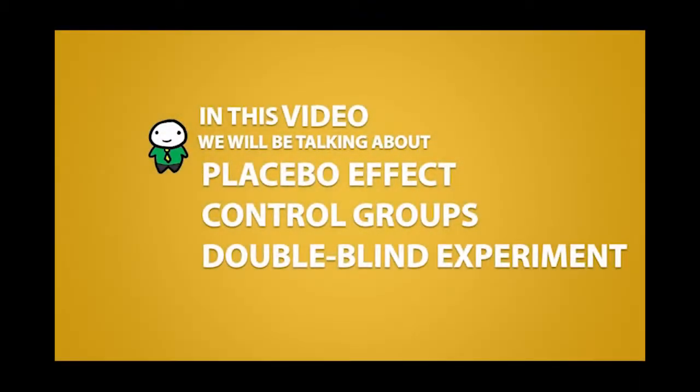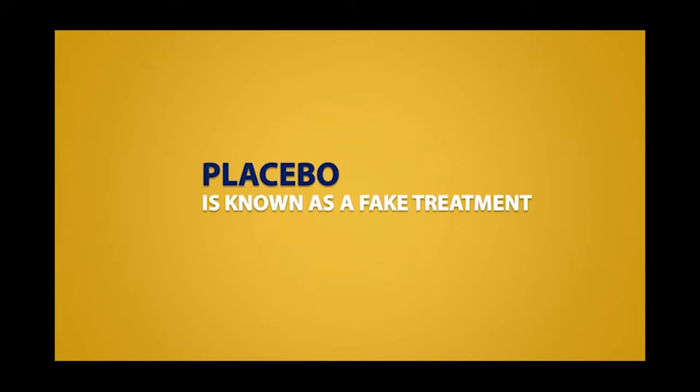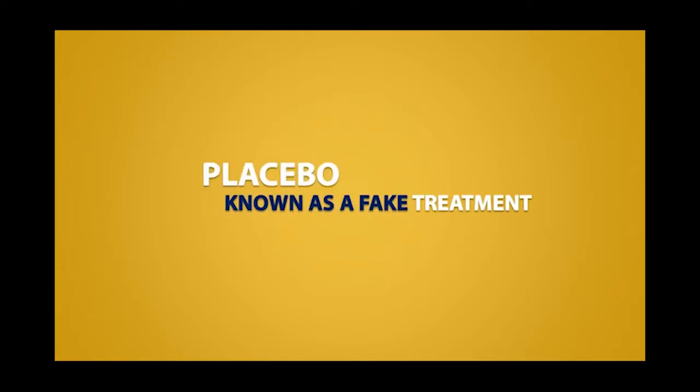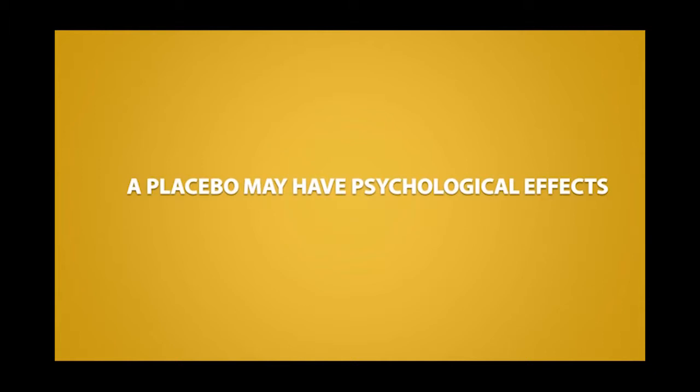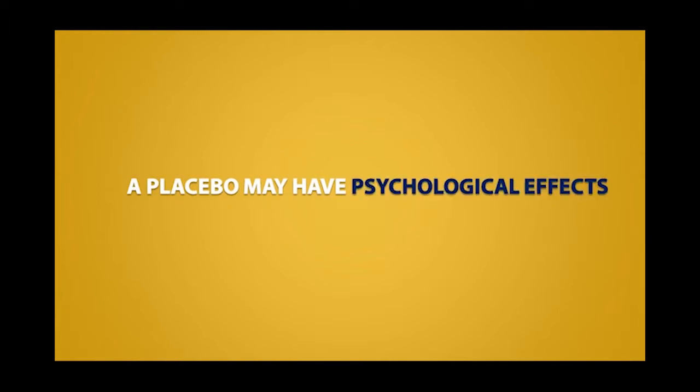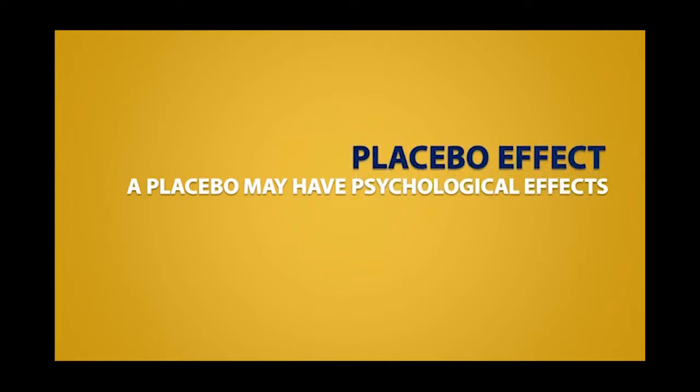In this video, we will be talking about the placebo effect, control groups, and the double-blind experiment. A placebo is known as a fake treatment. It could be a fake pill, drink, lotion, or any type of treatment that is known to have no medical effect. However, a placebo may have psychological effects.